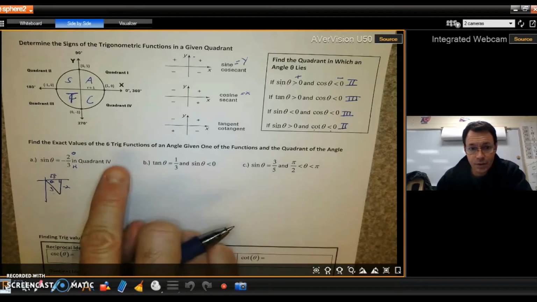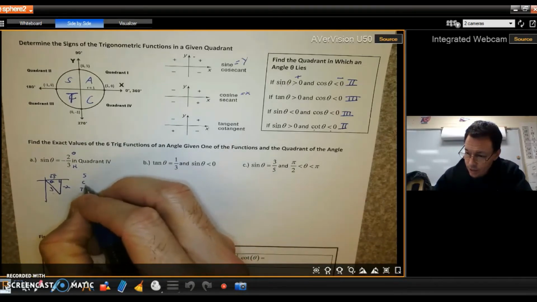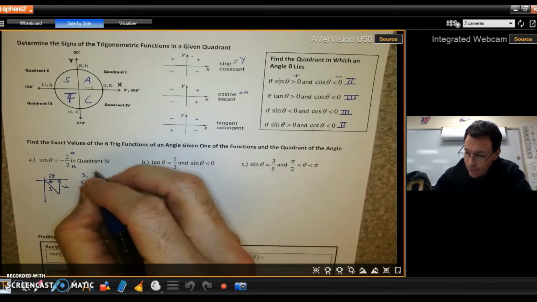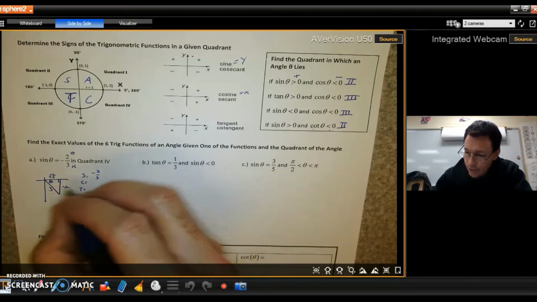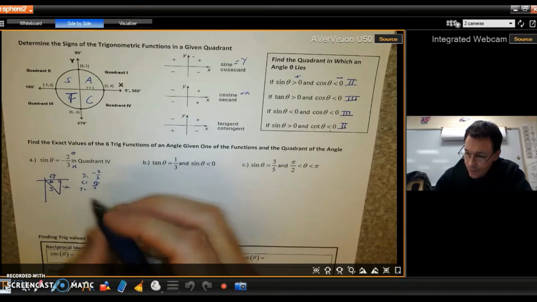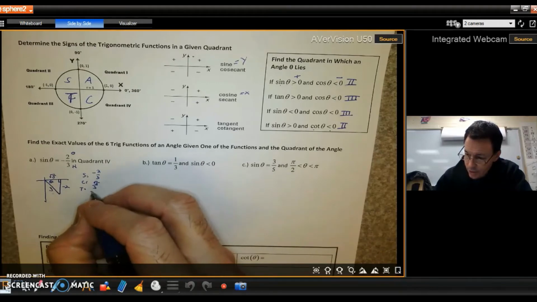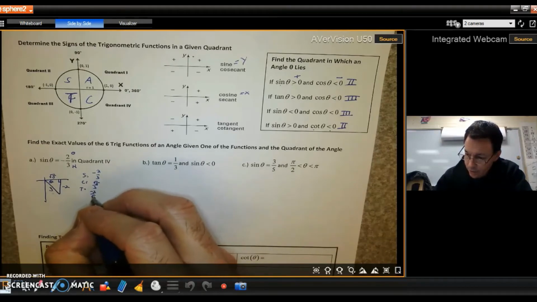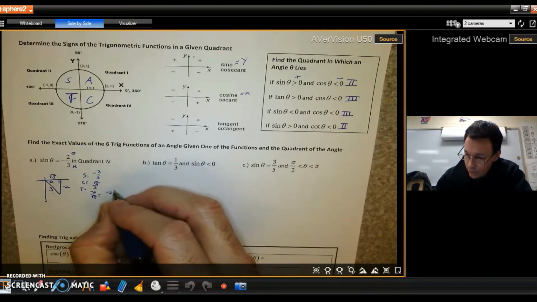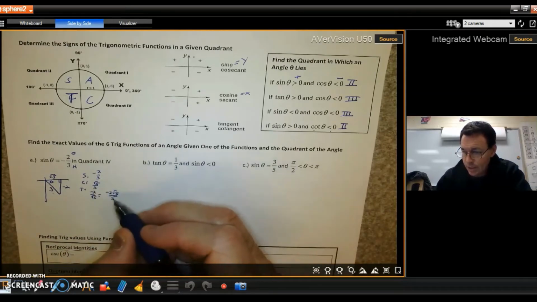Okay, find the exact value of the 6 trig functions. Sine, cosine, tangent. Well, we knew the sine was negative 2/3. Cosine would be radical 5 over 3. And then the tangent would be opposite over adjacent, so negative 2 over radical 5, which is negative 2 radical 5 over 5. Okay, so there's the sine, cosine, tangent.